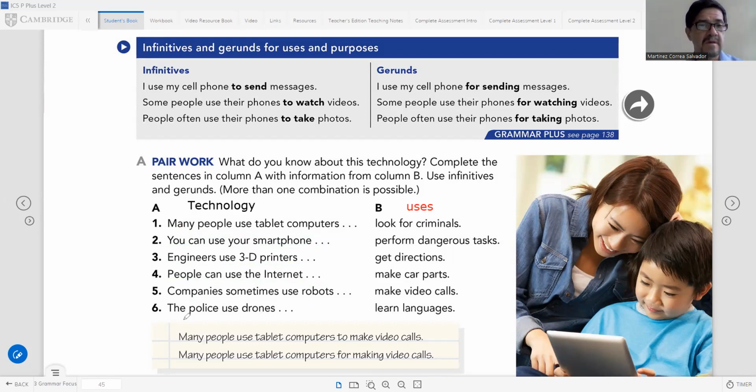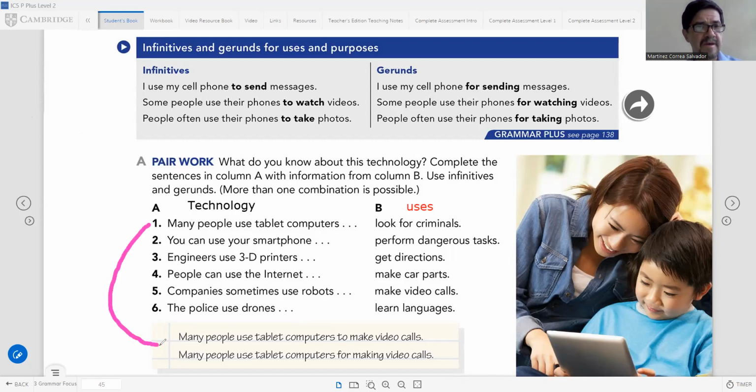Practice. The police use drones. This is the technology, and we have to find the use of the different technologies they are talking about. Okay, so for example, we could say this is the first example.